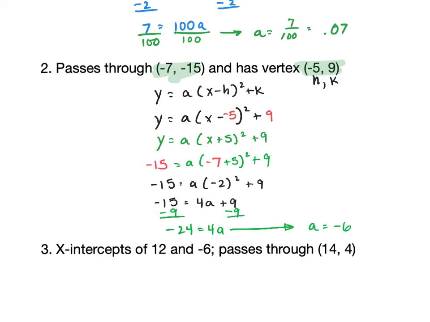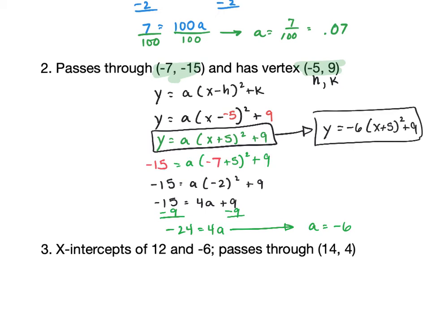-6. And now that we know a, we just come back up to this equation that we almost had perfect, except for we didn't know the a value, but now we do. -6 times x plus 5 quantity squared plus 9, and that is the equation of the parabola, with a vertex of -5, 9, and it will pass through the point -7, -15.